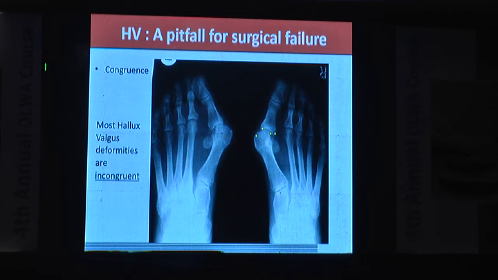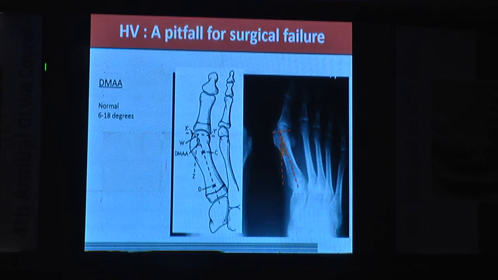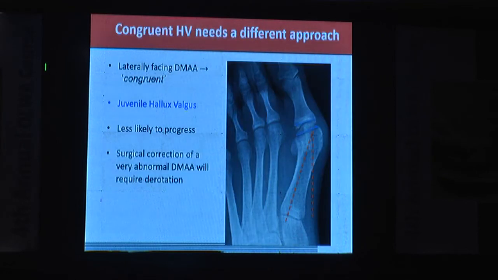Another important thing in hallux valgus is the congruence of the distal metatarsal articular surface. Now remember that the majority of deformities in hallux valgus are incongruent, which means there is a slight subluxation of the first MTP joint. But you can have a situation where the joint is actually congruent, which means the distal metatarsal articular angle is abnormal. If you do not understand that, there will be some percentage of hallux valgus corrections which will fail if they are congruent joints.